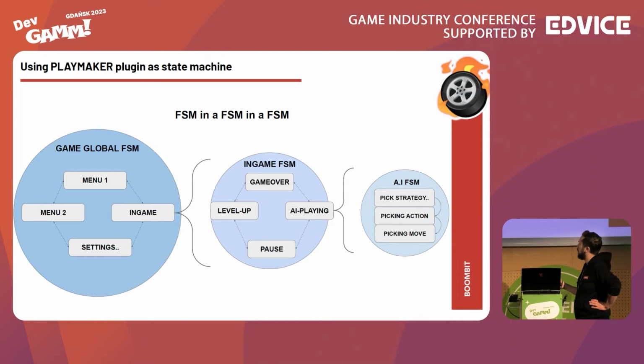We transition from menu 1, menu 2, settings, we go in game, and once we are inside in-game, this FSM can just go on pause and wait for its turn, and then we have the whole in-game logic here, so maybe level upping, having game over, or the AI turn, going into pause. And once again, when you are inside that, you can have another FSM included, inception of FSMs, to handle, for example, the AI turn.